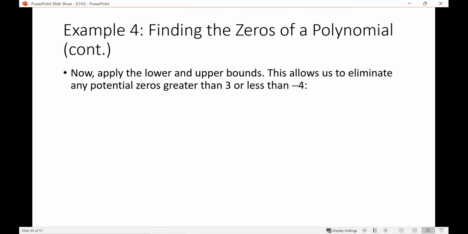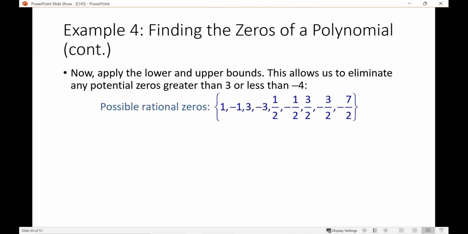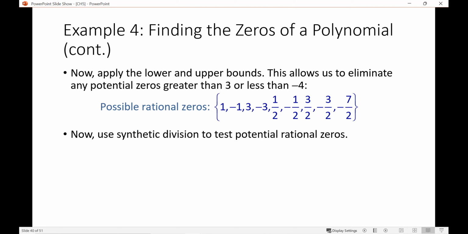But when we take a look at the upper and lower bounds, we get to eliminate anything that is greater than 3 or less than negative 4. And then that leaves us with just, how many is that? 9 different numbers. So that really narrowed it down a bit. And we can test these as potential rational zeros using synthetic division.